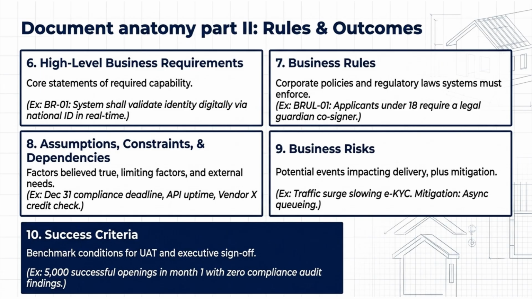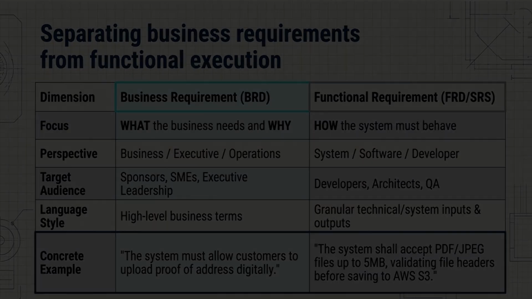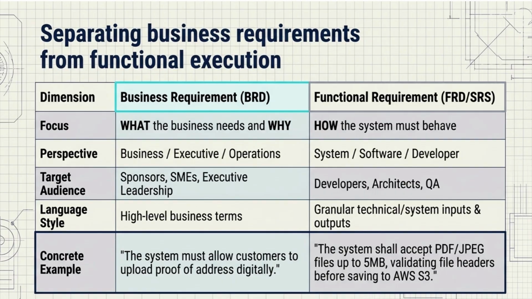A vital BA skill is distinguishing business intent from technical execution. While a BRD asks, what does the business need and why, an FRD or SRS details how the system must behave. For example, a BRD states customers must upload proof of address digitally, while an FRD specifies accepting PDF or JPEG files up to 5 MB saved to AWS S3.